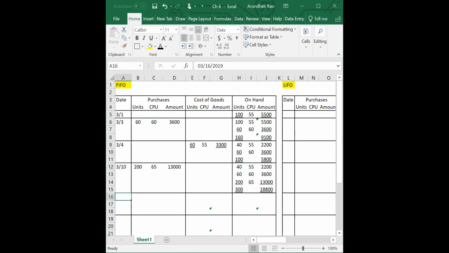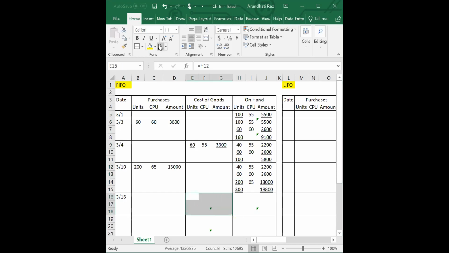What's our next transaction? On the 16th, I sold 90 units. I have 300 available for sale. Which one am I going to sell? First in, first out. I still need to get rid of this beginning inventory. And then I'm going to dip into this.